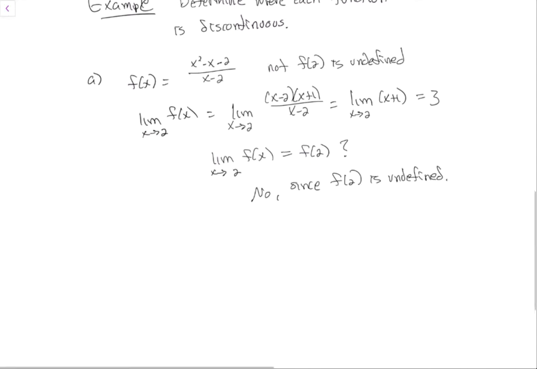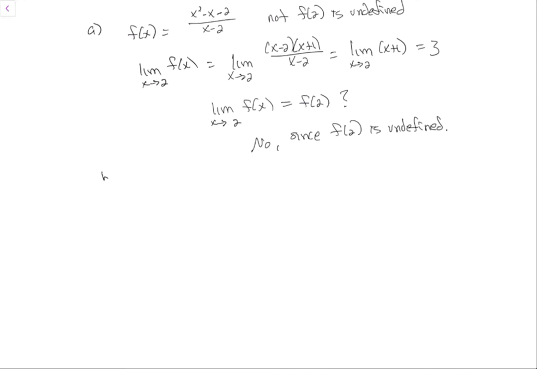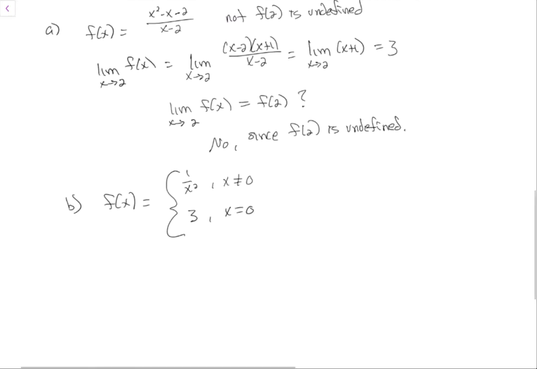All right, let's take a look at another example. So let's say letter B. I'm getting ahead of myself. Let's say for letter B, we look at a piecewise defined function. So let's say we have 1 over x squared, and that's the function definition as long as x is not 0. And then let's say f of x is defined to be 3 at 0. Now, if I just stop for a second, when we think of the graph of 1 over x squared, it looks something like this, right?